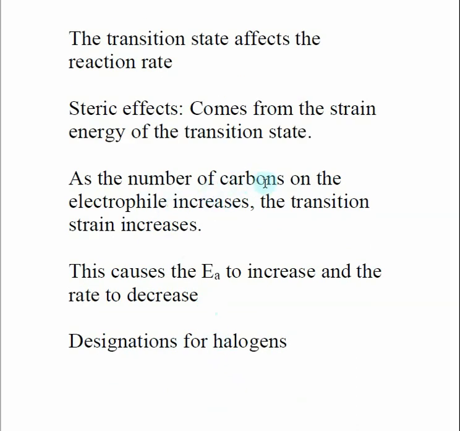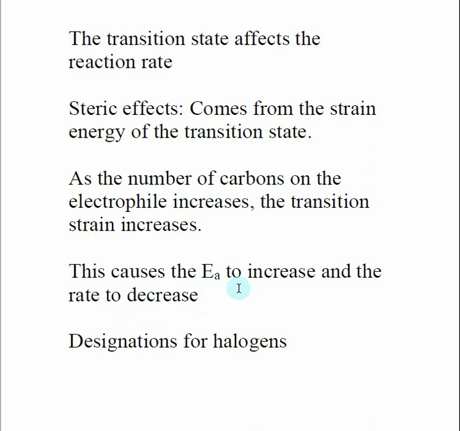So as I add carbon groups onto my electrophilic carbon, as the number of those carbons increases, the strain of that transition state where the three bonds are in the same plane gets worse. If I start replacing hydrogens with methyl or ethyl groups, the steric strain is going to become worse. As the groups get larger, the steric strain gets worse. And as the steric strain gets worse, the molecule destabilizes, and then that causes my energy of activation to increase. And with an increase of energy of activation, the rate decreases.